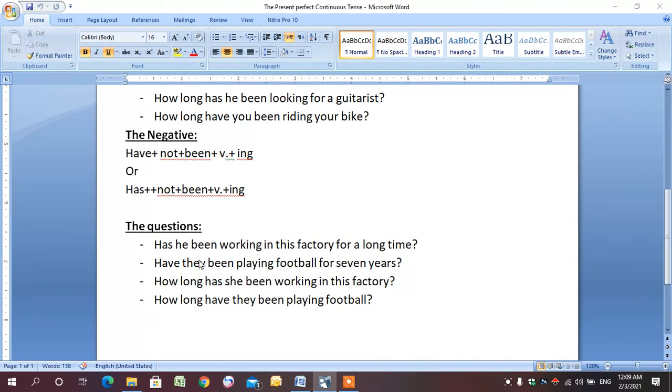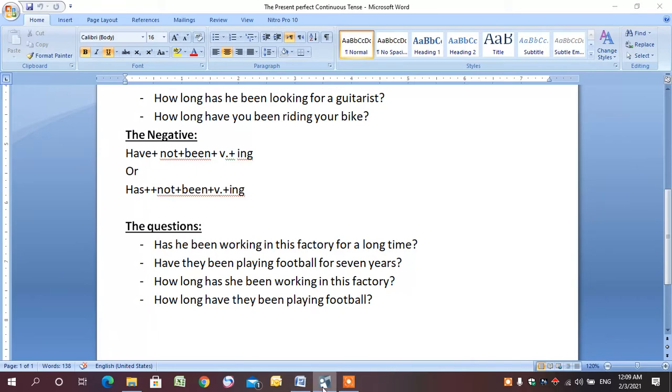The questions. Again, I have two types of questions. I have yes/no questions and WH questions. In both types, I have to use verb to have, again, as my helping verb. So, has he been working in this factory for a long time? Or have they been playing football for 7 years? How long has she been working in this factory? How long have they been playing football?